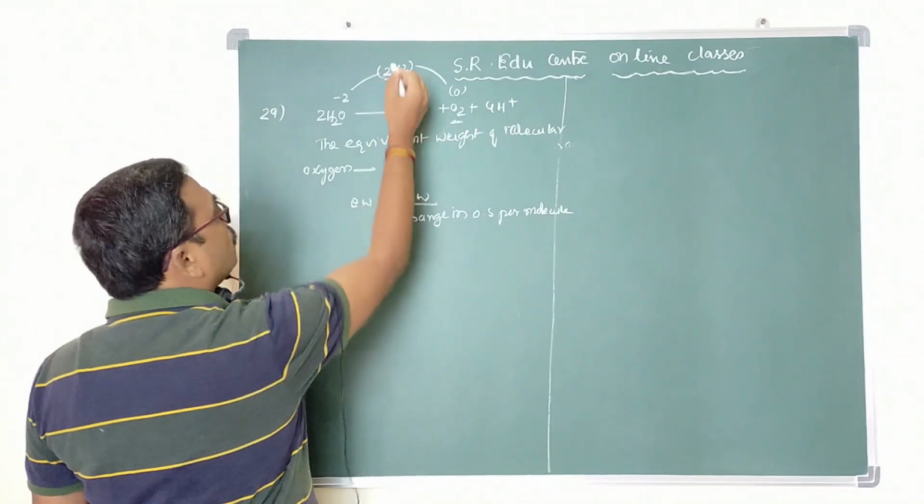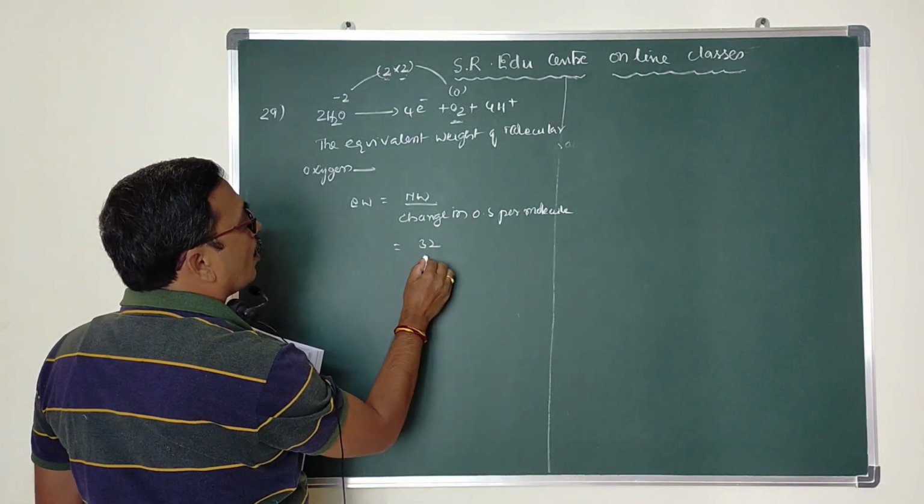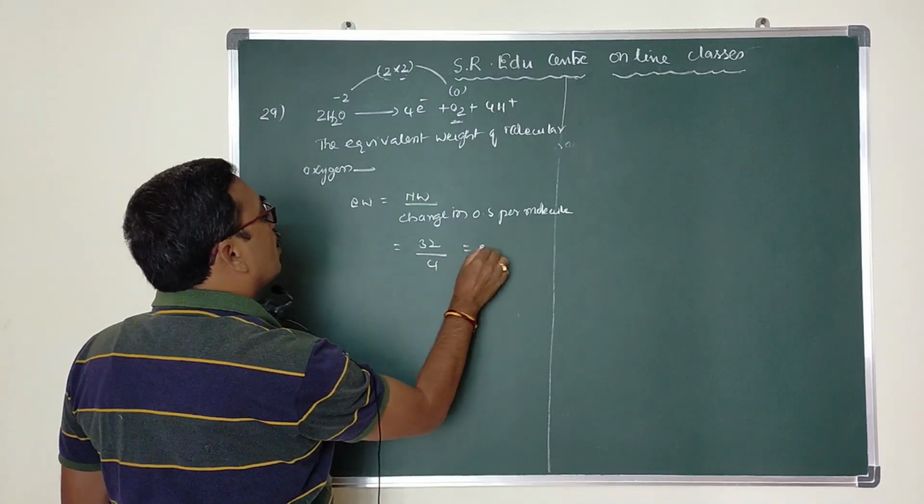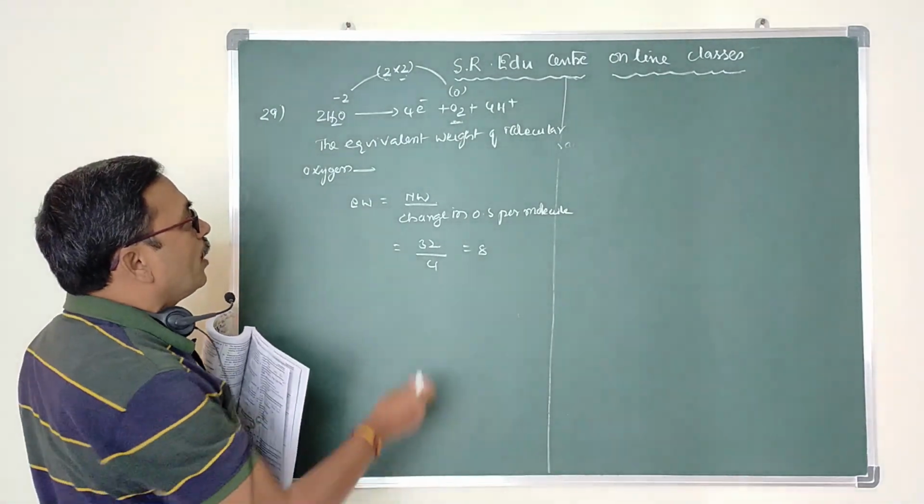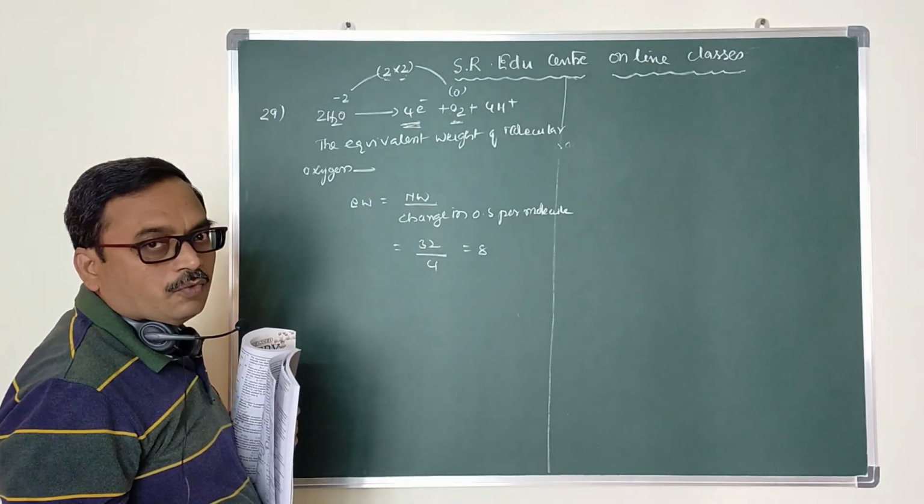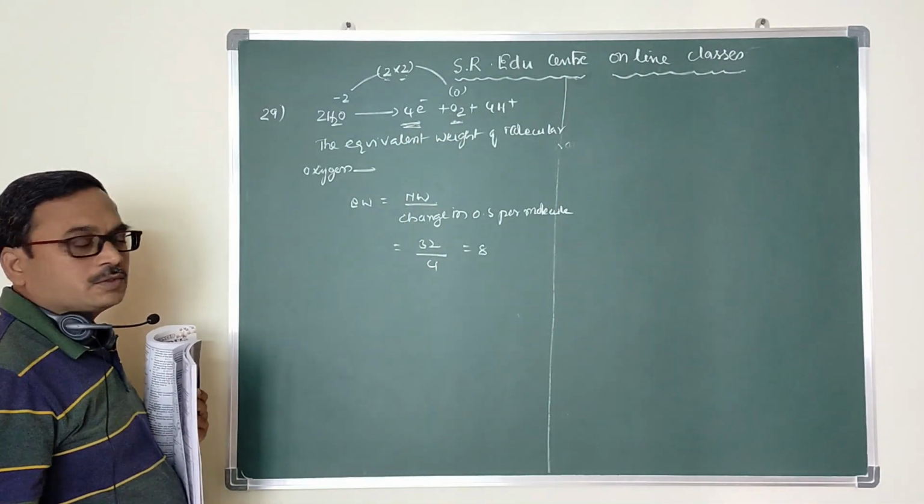So per molecule is 2 into 2, 4. Molecular weight of oxygen is 32, and change in oxidation state per molecule is 4. So here the answer is 8. Or we can simply write n factor is 4, since 4 electrons are involved in this process.